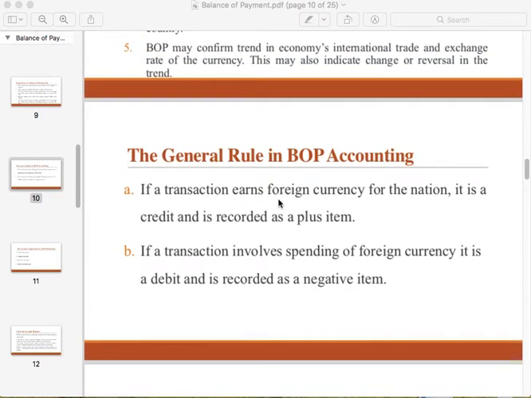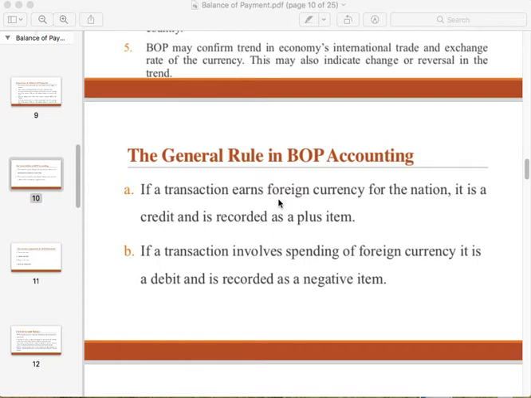Students, we have already done the general rules in BOP. Let's have a quick revision. If a transaction is where we are earning foreign currency, then it is going to be written on the credit side and it is going to be a plus item. If the transaction involves us spending money, giving money out of our own country, it is going to come under the debit side and it is going to be recorded as a negative item. So it is very similar to what we already know for our account.